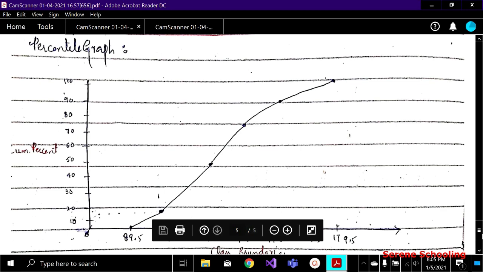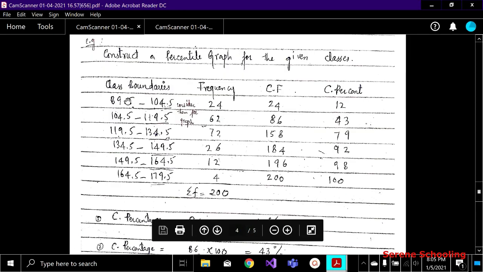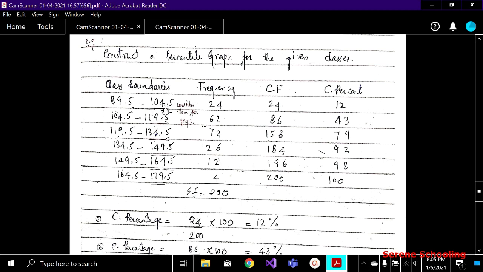Why? Because the rule is, only the upper class limits. This is our lower class boundary, this is our upper class boundary, not limit, boundary. So we only have to consider the upper class boundaries for the graph. It doesn't mean that you are not going to mark 89.5 or 104.5 on the graph. You must mark all of these.